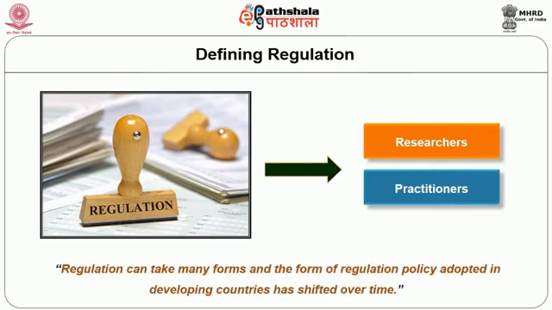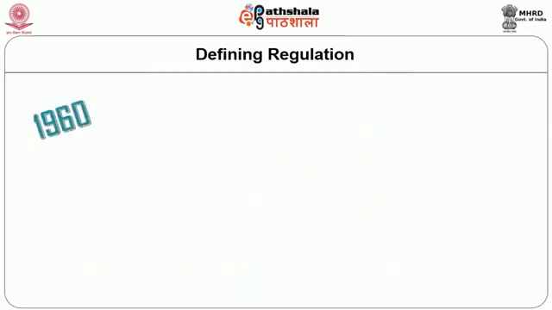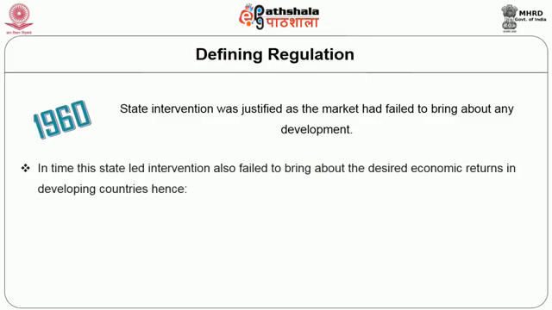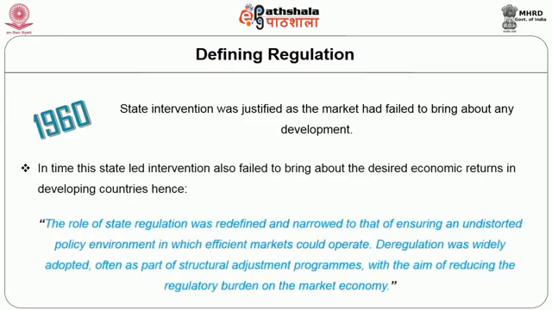Regulation can take many forms, and the form of regulation policy adopted in developing countries has shifted over time. During the 1960s, state intervention was justified as the market had failed to bring about any development. However, in time, this state-led intervention also failed to bring about the desired economic returns in developing countries. Hence, the role of state regulation was redefined and narrowed to that of ensuring an undistorted policy environment in which efficient markets could operate. Deregulation was widely adopted, often as part of structural adjustment programs, with the aim of reducing the regulatory burden on the market economy.